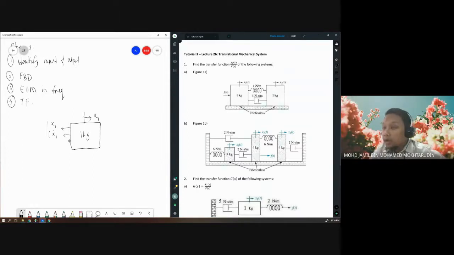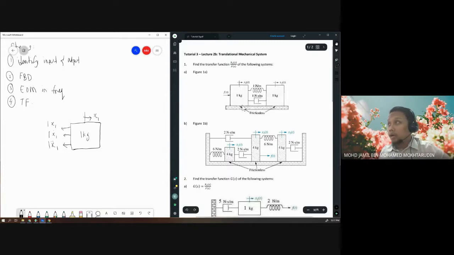Okay, so we have 1 Newton second per meter for the damper. So we have the force 1 x1 dot. And don't forget the inertia, because the box X1 has a mass m equals 1 kg. So we have another force backward equals 1 x1 double dot. When you write the force, make sure you have the dots. Sometimes if you forget to write the dot, the examiner may deduct marks. The dot represents velocity and double dot represents acceleration, so make sure you write it clearly.